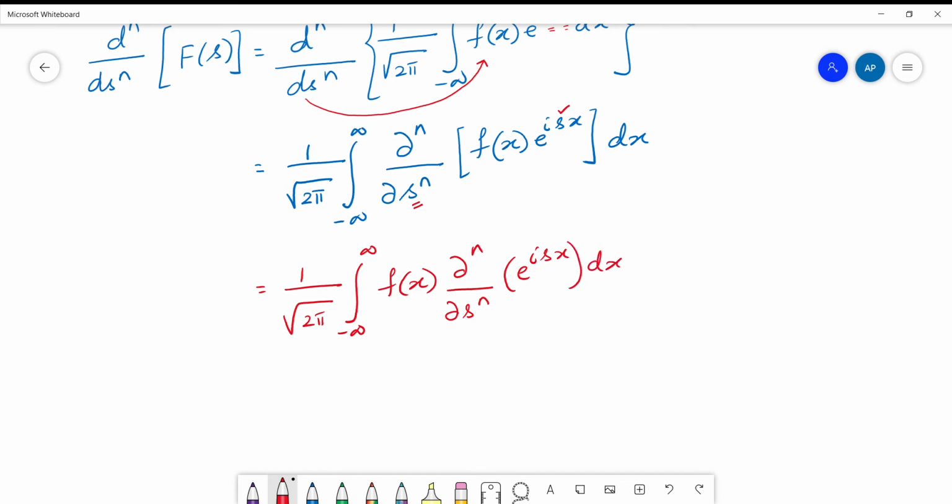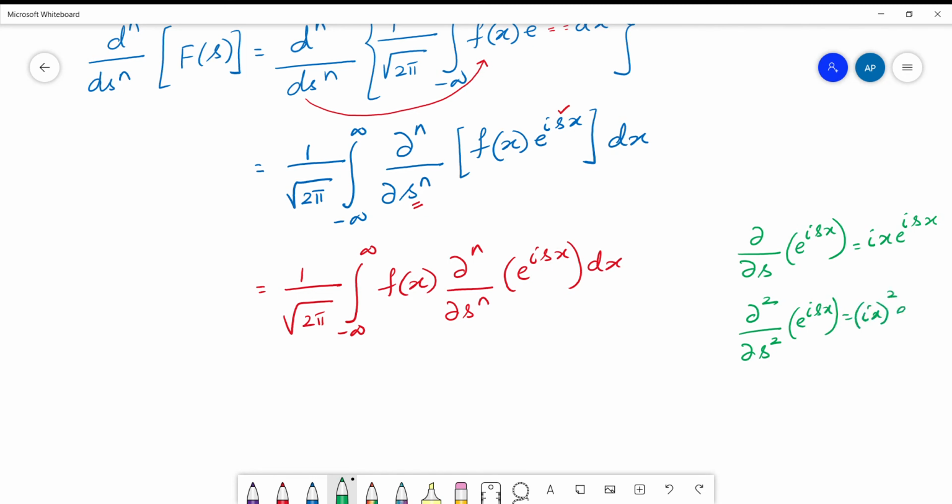So if we continue to rewrite this step, this will be 1 by root 2 pi integral minus to plus infinity. Now f of x is to be kept as it is, and I have to differentiate dou power n by dou s power n of e to the power isx, and then I have of course dx. Now, when I differentiate e power isx with respect to s once, what will happen to this? It will become ix into e to the power isx. Isn't it so? If I differentiate it twice with respect to s, it will become (ix) whole square into e power isx. So the power of ix will be the same as the order of the derivative.